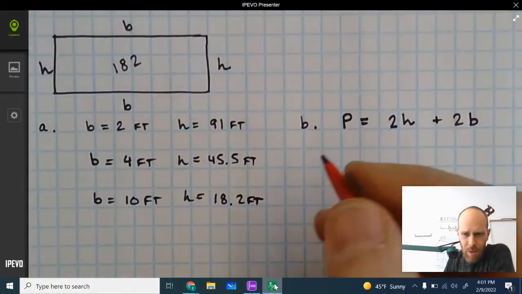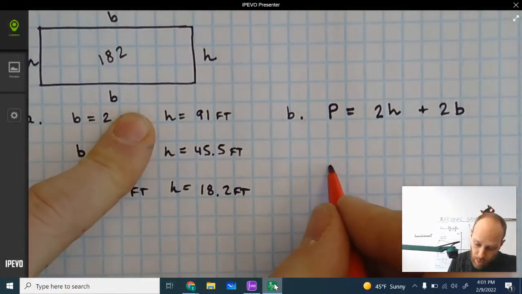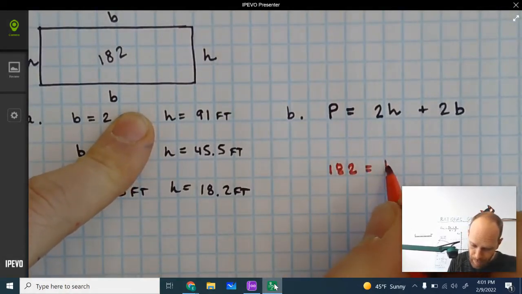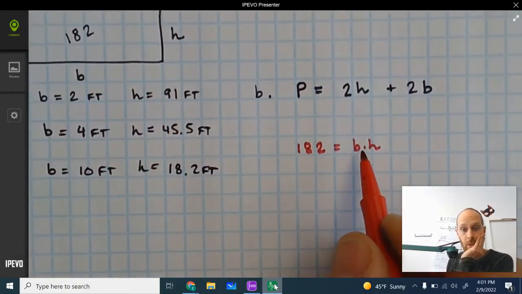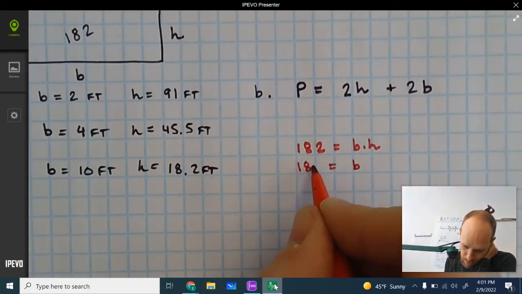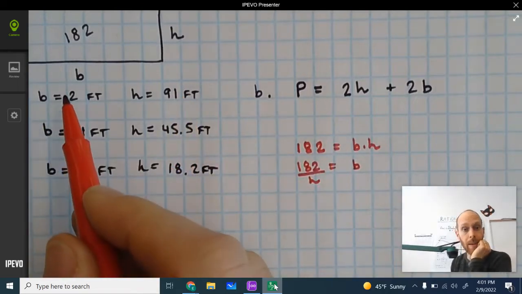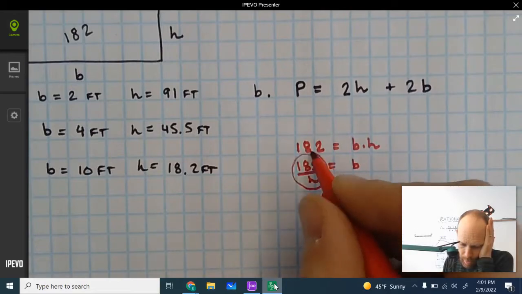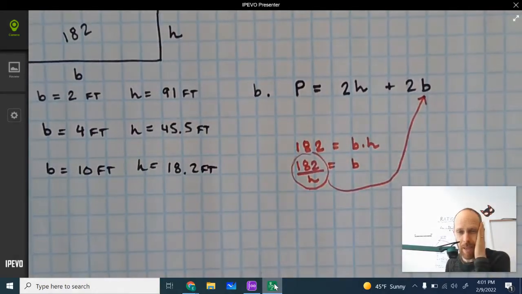So we're going to have to use a second equation. Our second equation goes like this. We know that 182 is equal to the base times the height. So we could solve this for base. We could say base is equal to 182 divided by height, which is exactly what I was doing here, right? I was taking the base and plugging it in to get the height. We could take that and bring it in and plug it in right here.